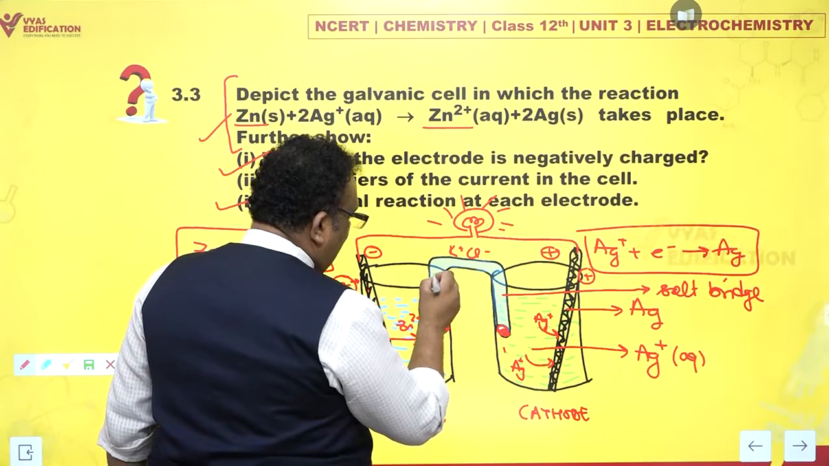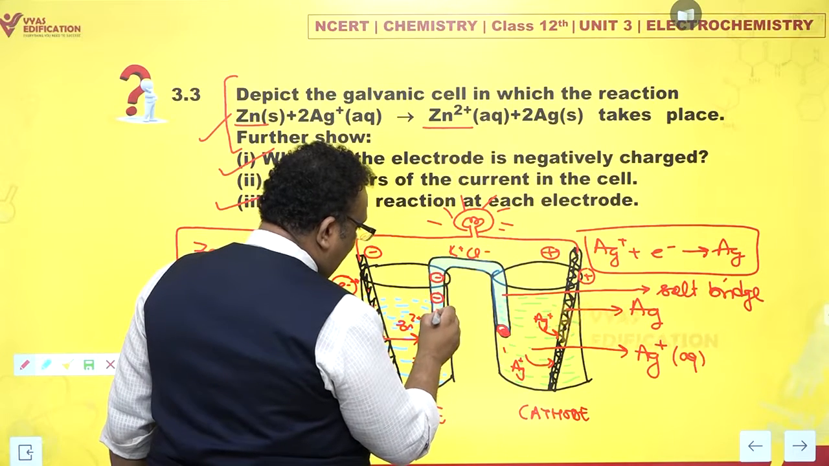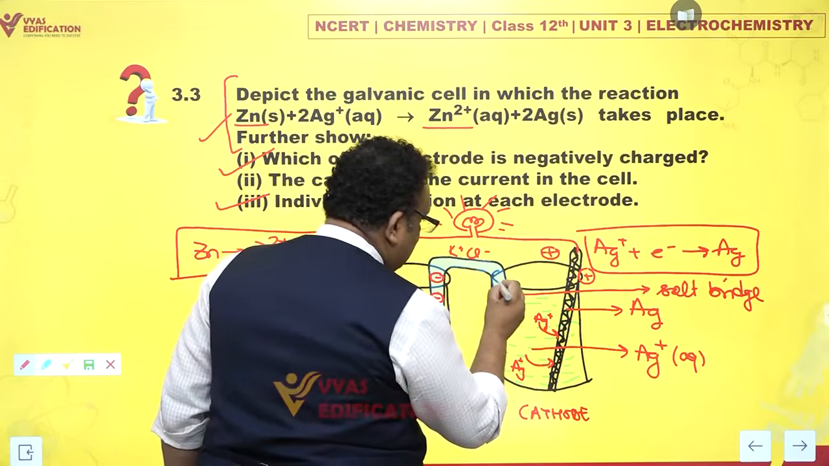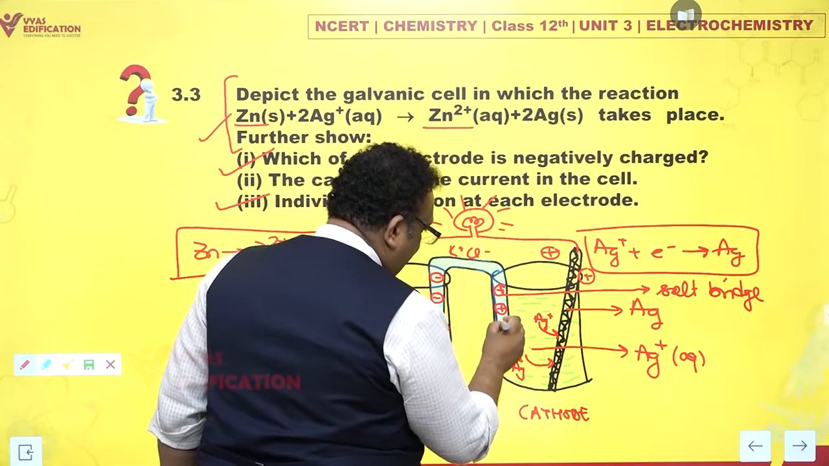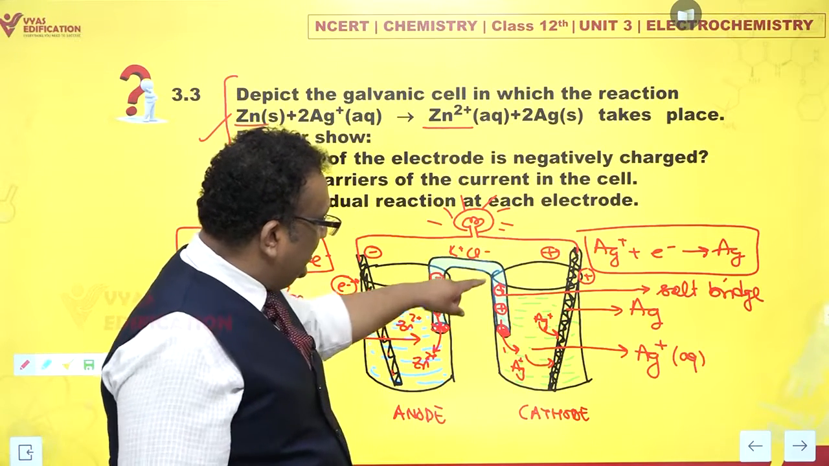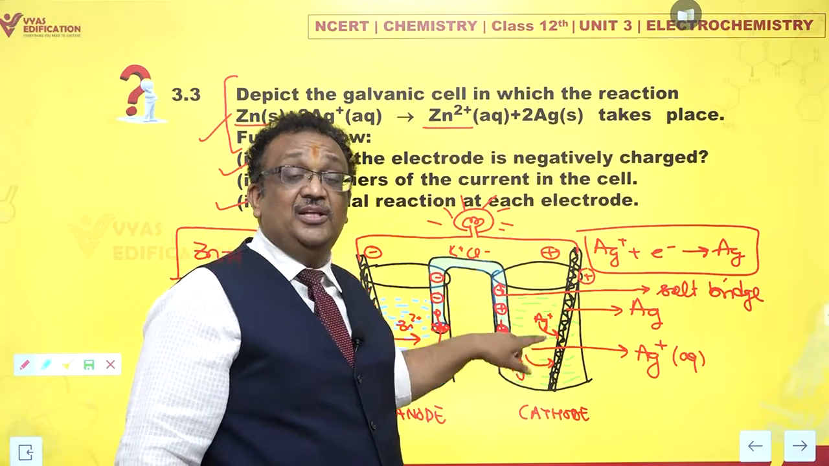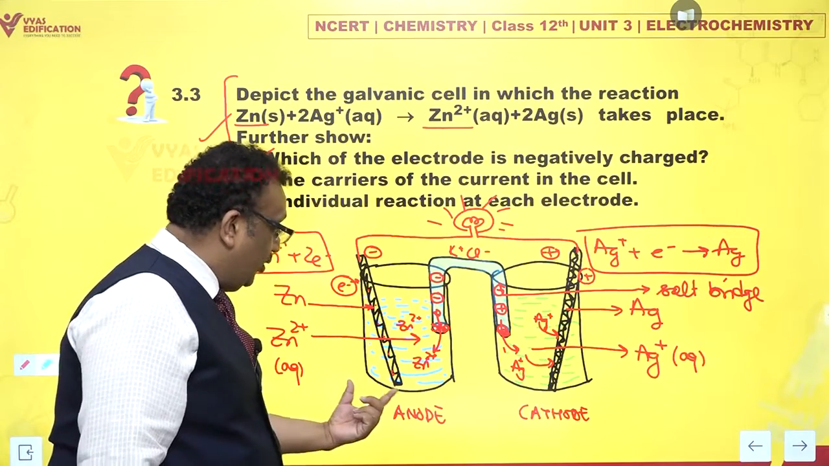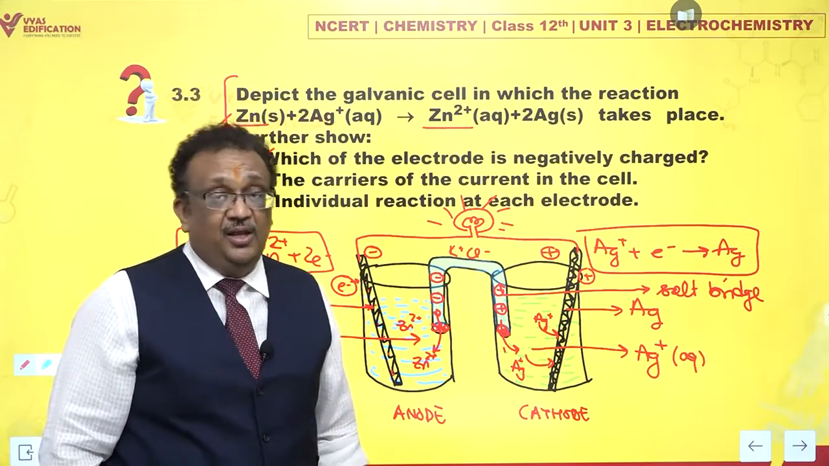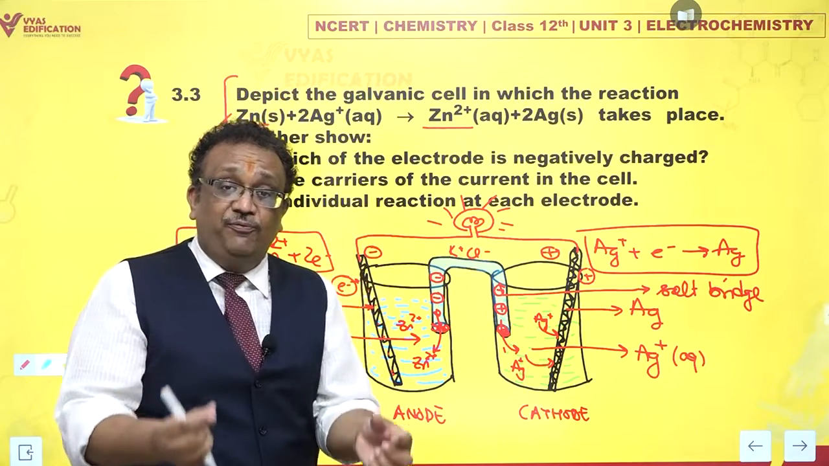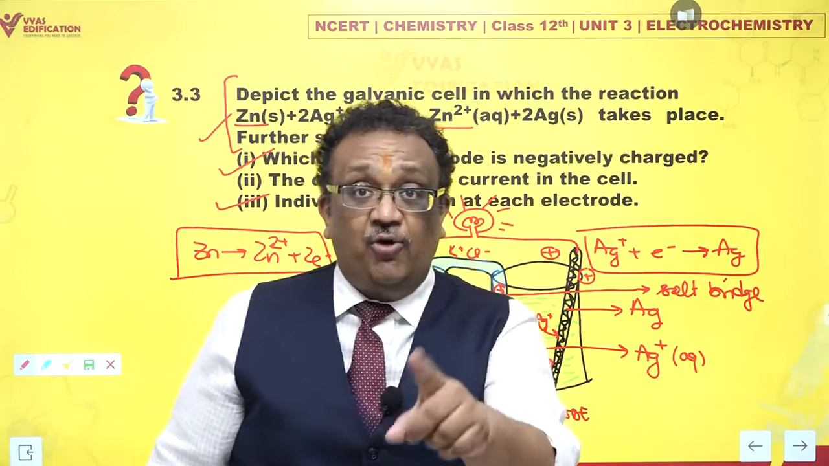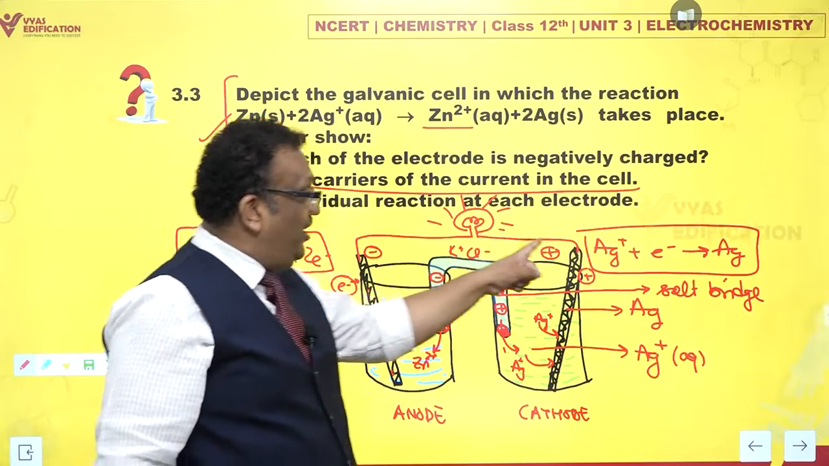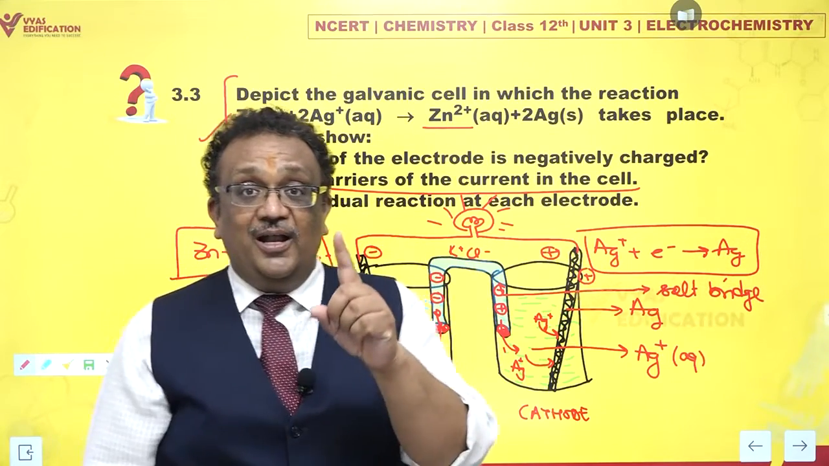Now, you will find that anions will start flowing in this direction. And cations within the bridge will start flowing in this direction so that these cations can compensate the charge of extra anions in the cathode compartment and these anions can compensate the charge of extra cations in the anode compartment. So ions begin to flow within the salt bridge. Yes, not electrons, but the carriers of current in the cell. In wire, the current carriers are electrons.